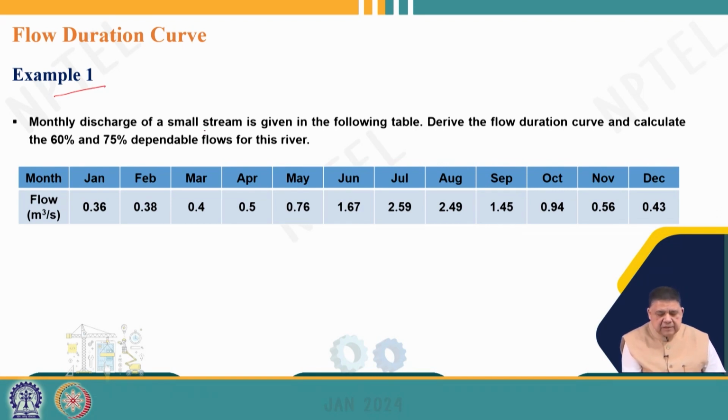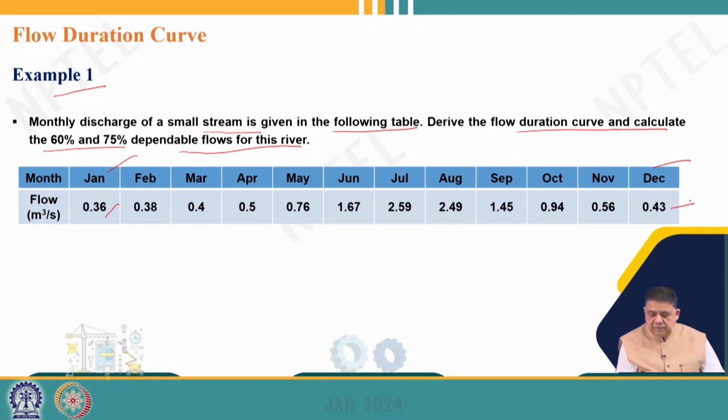The monthly discharge of a small stream is given in the following table. Derive the flow duration curve and calculate the 60% and 75% dependable flow for this river. And here you see for different months of the year, starting from January to December, the flow magnitudes are given, that is starting 0.36 in January to 0.4 in December.